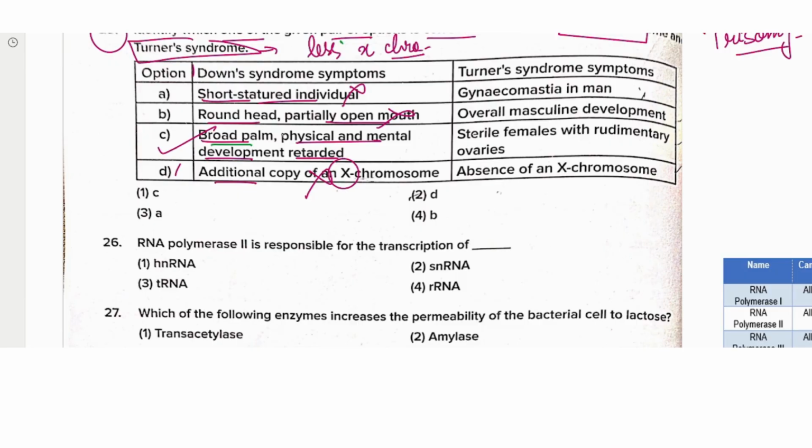That is correct. In Turner syndrome, gynecomastia in the man, no, it is actually a lost chromosome, so it cannot be gynecomastia in man. Overall masculine development, no, and sterile female with rudimentary ovaries, that could be correct because the X chromosome is less. Absence of the X chromosome is also okay, but here D is incorrect for Down syndrome, so we cannot go with this one. So which would be correct here? C would be matching perfectly. So we'll go with C, the first option.